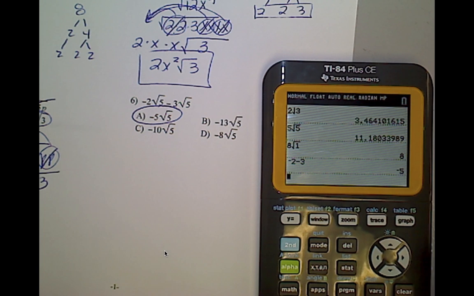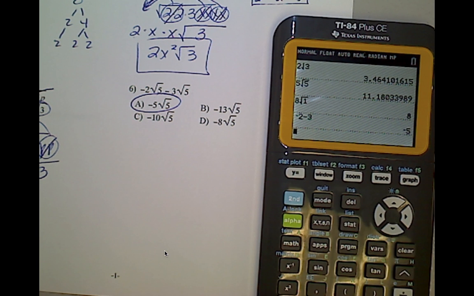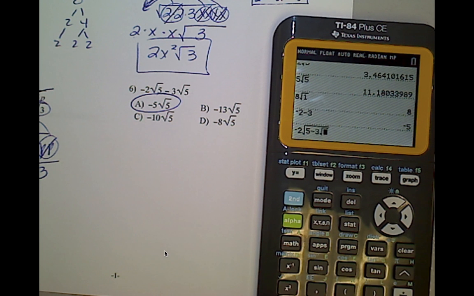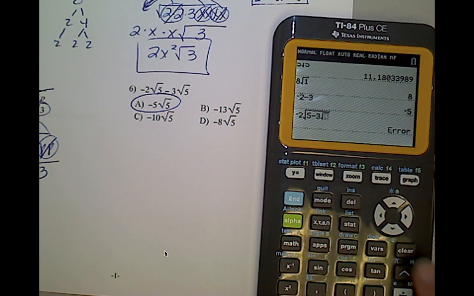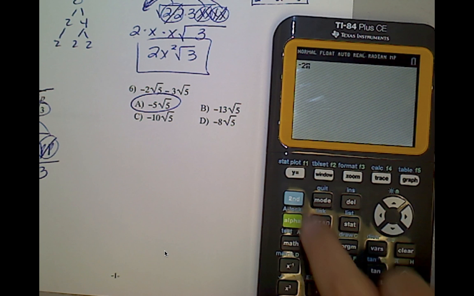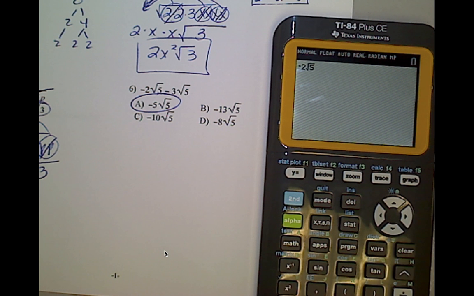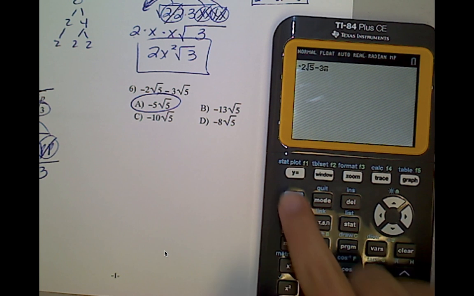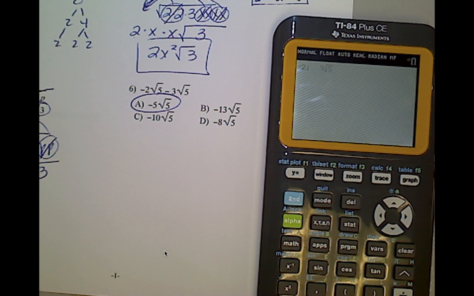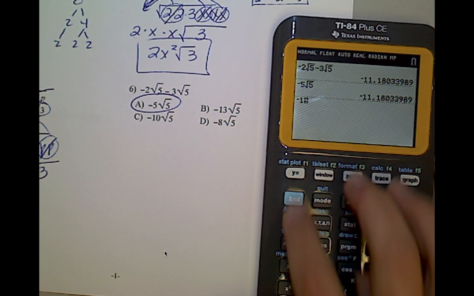If you didn't know that, what you could do is you could type it in one by one. Negative 2 on the square root of 5 minus 3 on the square root of 5. Oops, let's try this again. Negative 2 on the square root of 5, arrow out underneath it, minus 3 on the square root of 5. Okay, when you get that, this is what it should be. Okay, our answer, negative 5 on the square root of 5, matches it. So that's how I'm not going to rule it out. Let's check B. Square root of 13.